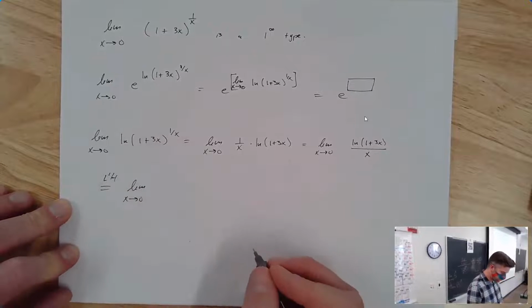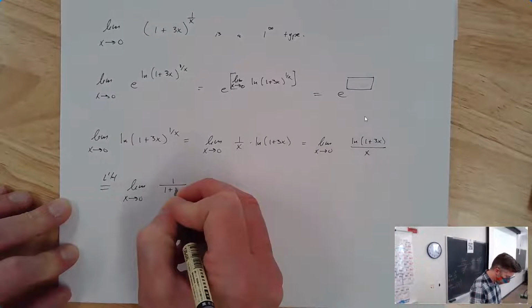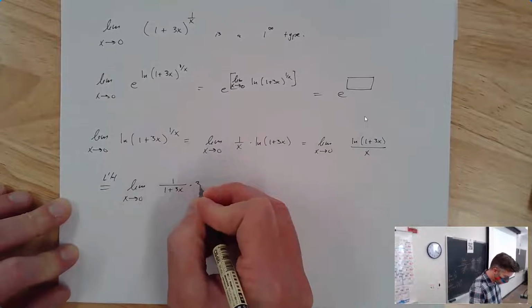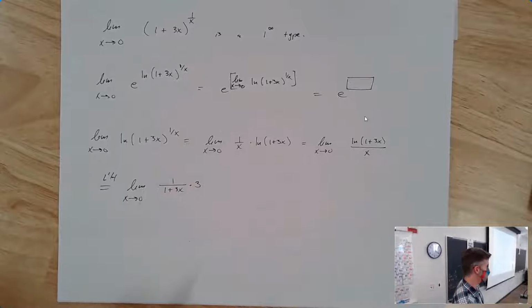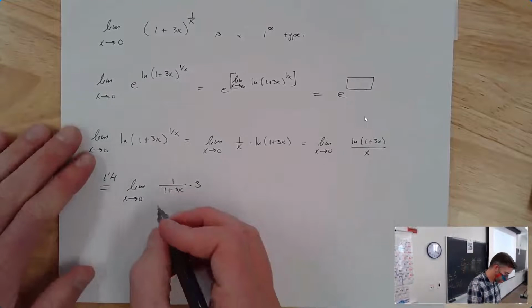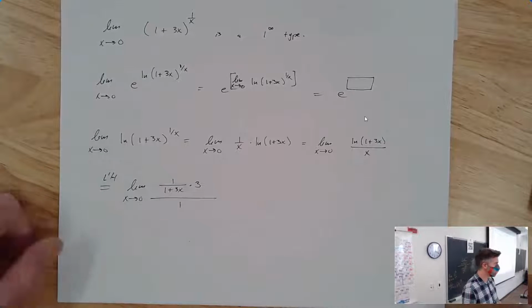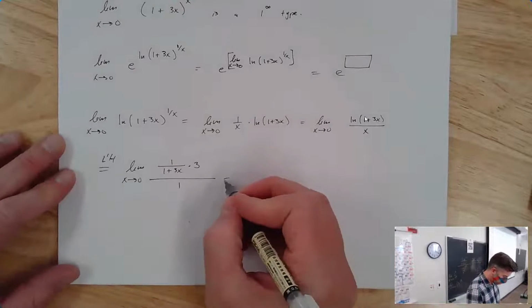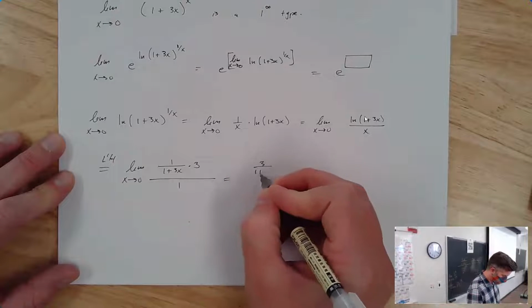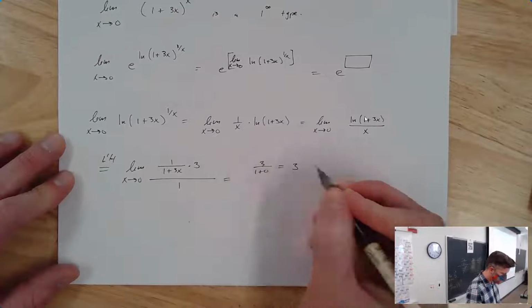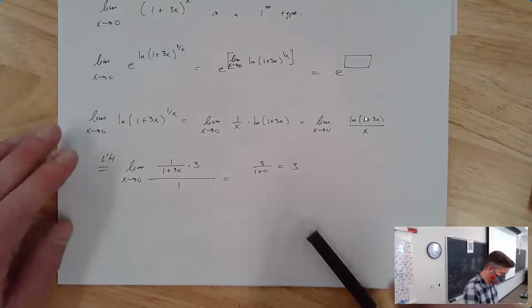So limit as x goes to 0. The derivative of the top is 1 over my stuff times the derivative of my stuff. And I didn't even leave room for the derivative of the bottom because the derivative of the bottom is 1. I guess you can write over 1 if you really want to. I don't think you need to. And then, well, x goes to 0, I'm going to get 3 over 1 plus 0. It's going to be 3. So my final answer is e to the third.